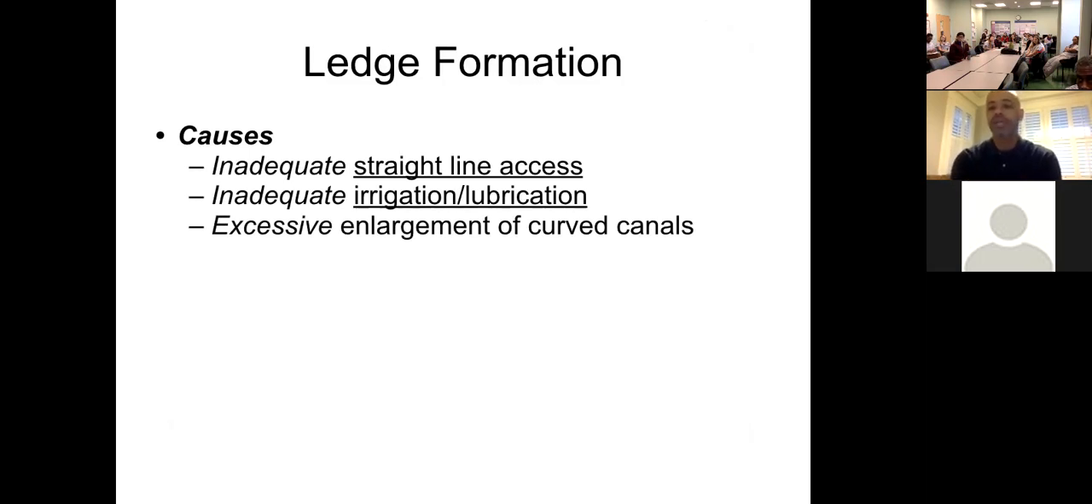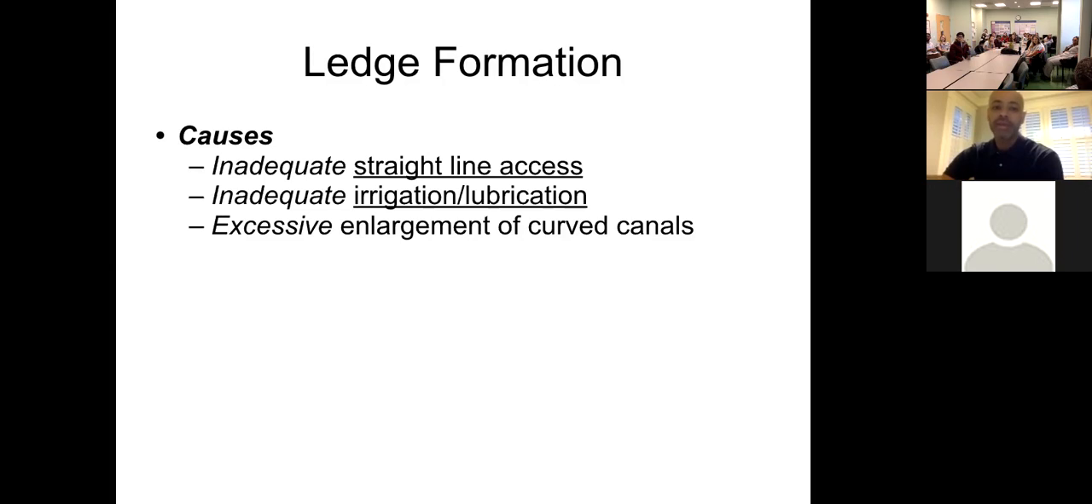You didn't have straight line access when you were going into the canal. You weren't using that irrigant or that lubricant in the canal. And I keep saying in the canal because when I was in residency at New York University, I would help the students out, and I would notice they would just be flushing that sodium hypochlorite in the chamber. It's not doing anything in the chamber. It's got to be in the root canal. That's the point of the irrigant, okay?